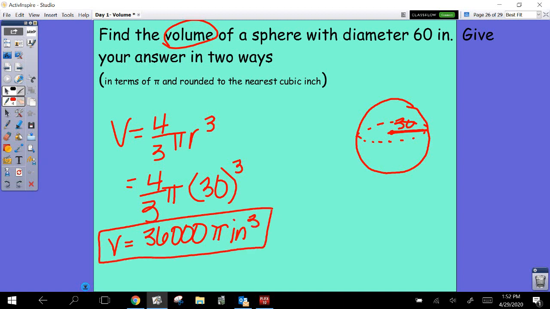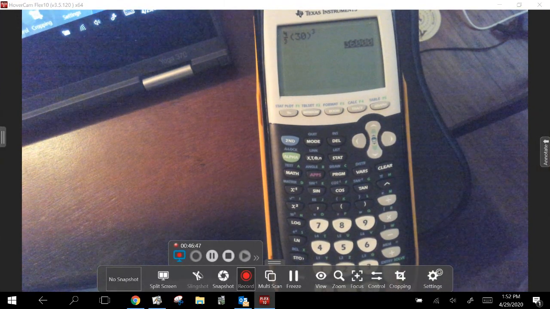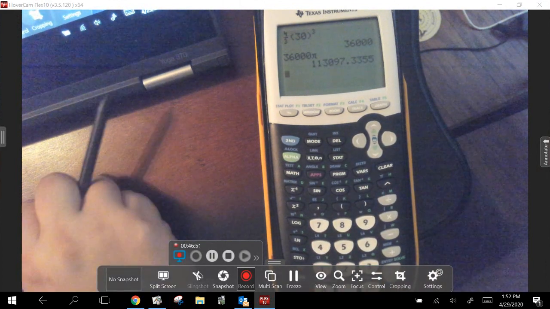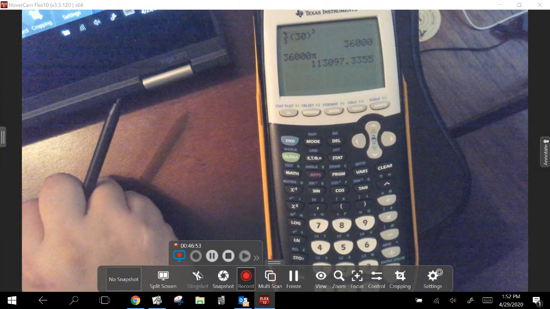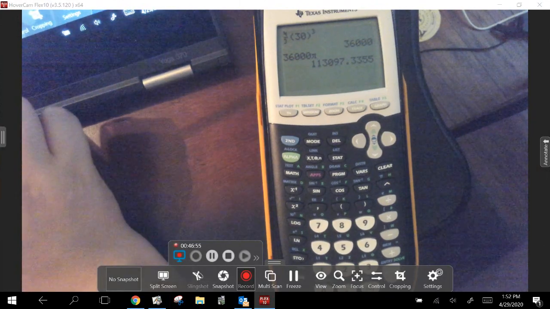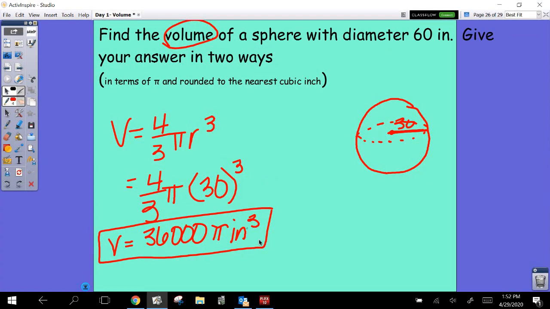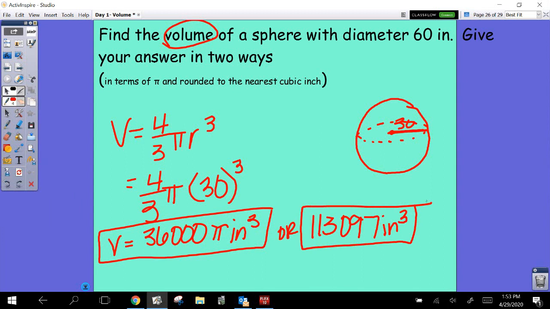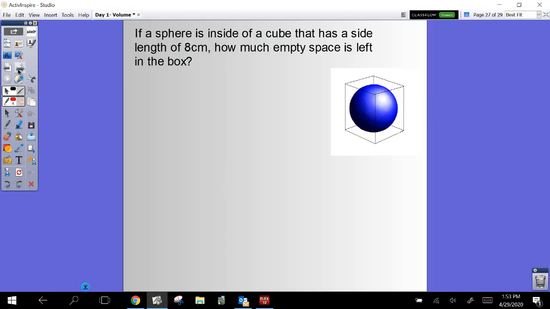And then if it wanted it another way, you would just copy that up there and then add a pi at the end by doing second caret. And then, oh gosh, 113097.3. It said round to the cubic inch, so we just leave it like that. Now, I'm not going to do that one.